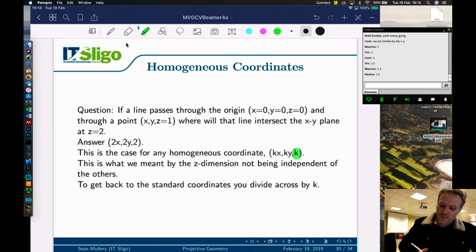So this is what we meant by the z-dimension not being independent of the others. It's very much related to them. So to get back to the standard coordinates, what you do is you divide across by k.